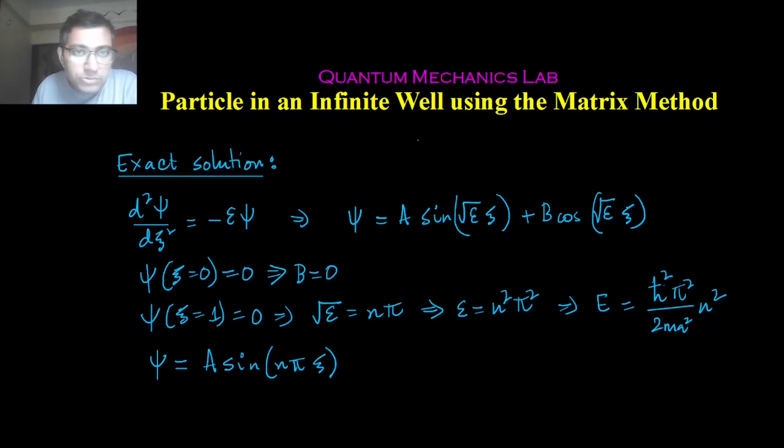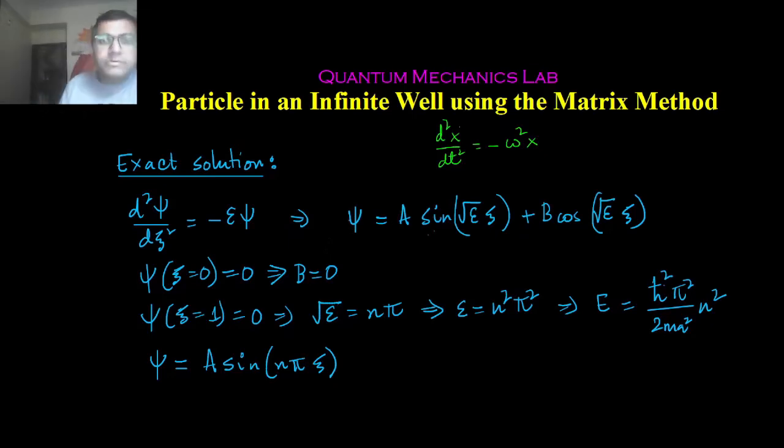And just to remind you, the harmonic oscillator equation just looks like d2x/dt2 is equal to minus omega squared x. And here instead of x we have psi, and instead of t we have xi. And so this must have sinusoidal solutions which look like this. So it's a linear combination of sine of square root of epsilon times xi and cos of square root of epsilon times xi. Now we impose the boundary conditions.